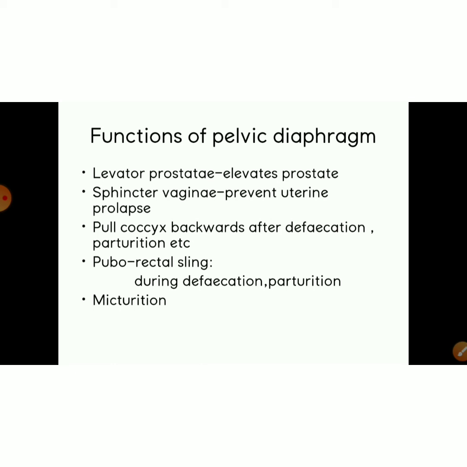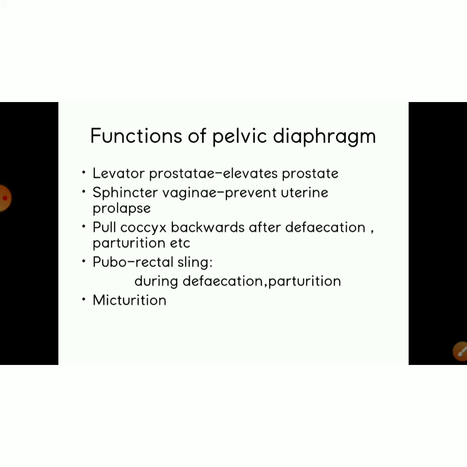The coccygeus muscle pulls the coccyx forward after it is displaced backwards during defecation or parturition. What is parturition? Parturition is a process of giving birth. Then during defecation, the puborectal sling will relax and the rectum and anal canal form a straight tube. At the same time, the pubo-anal fibers will elevate the anus.